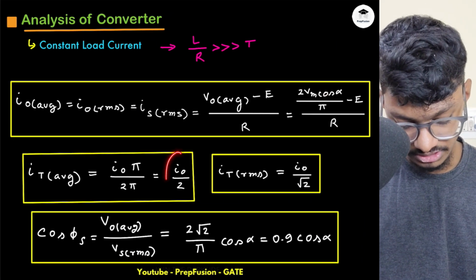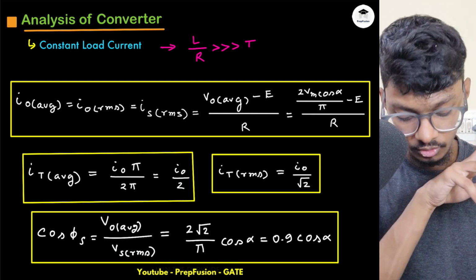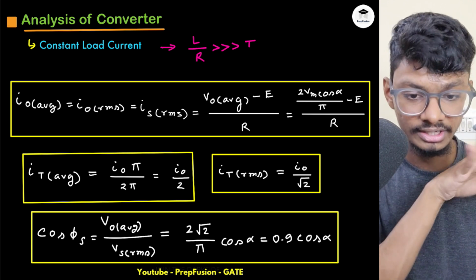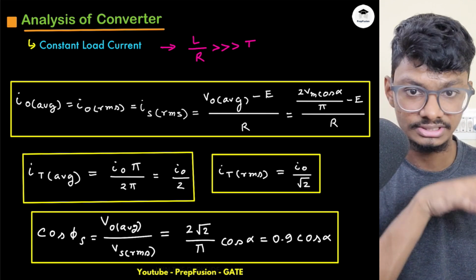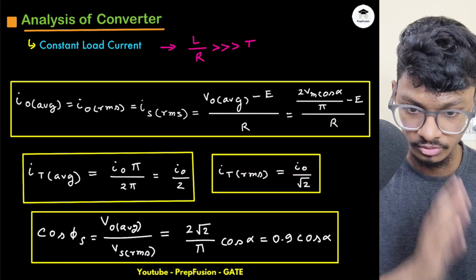So that's why this is IO upon 2, and IT RMS will be IO by root 2, because I take the under root: IO square into pi divided by 2 pi. Pi gets cancelled, IO square divided by 2 under root. So that becomes IO by root 2. If you know how to compute RMS, you will understand this.